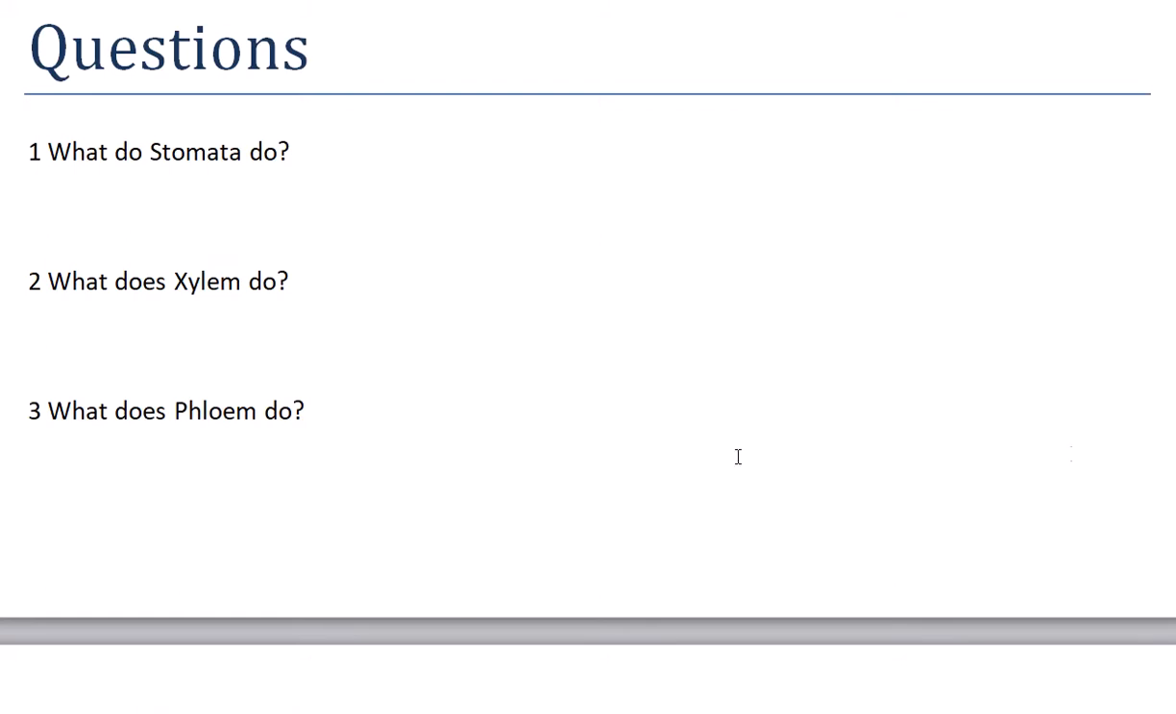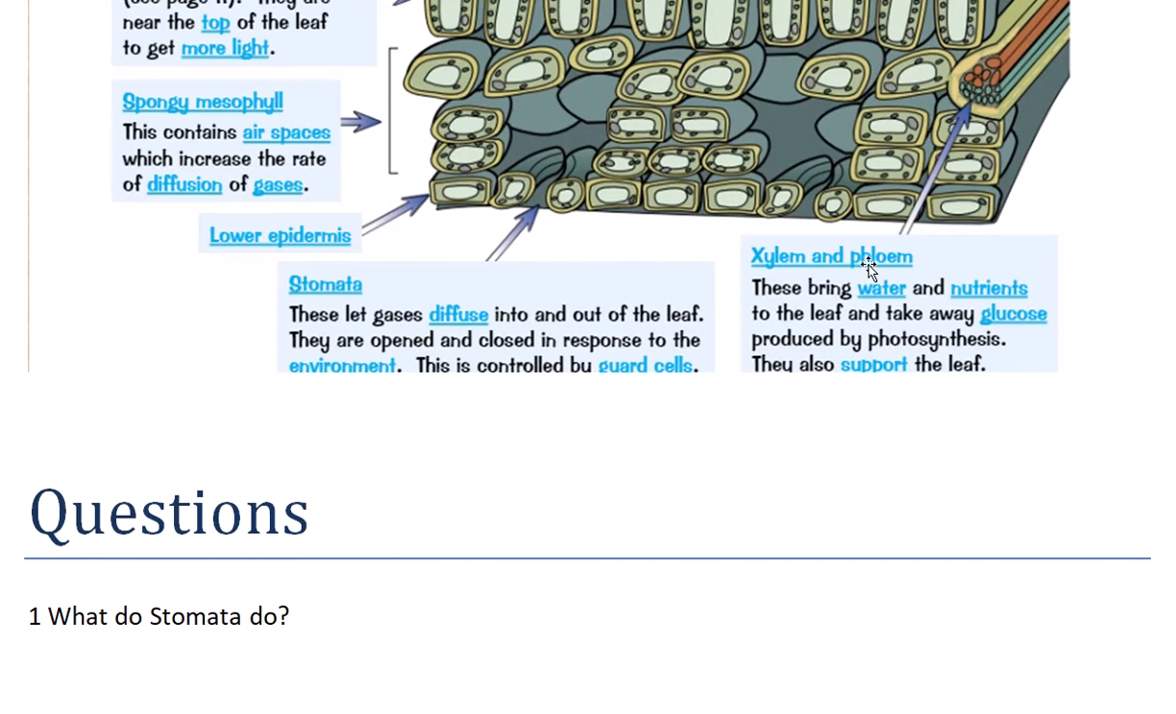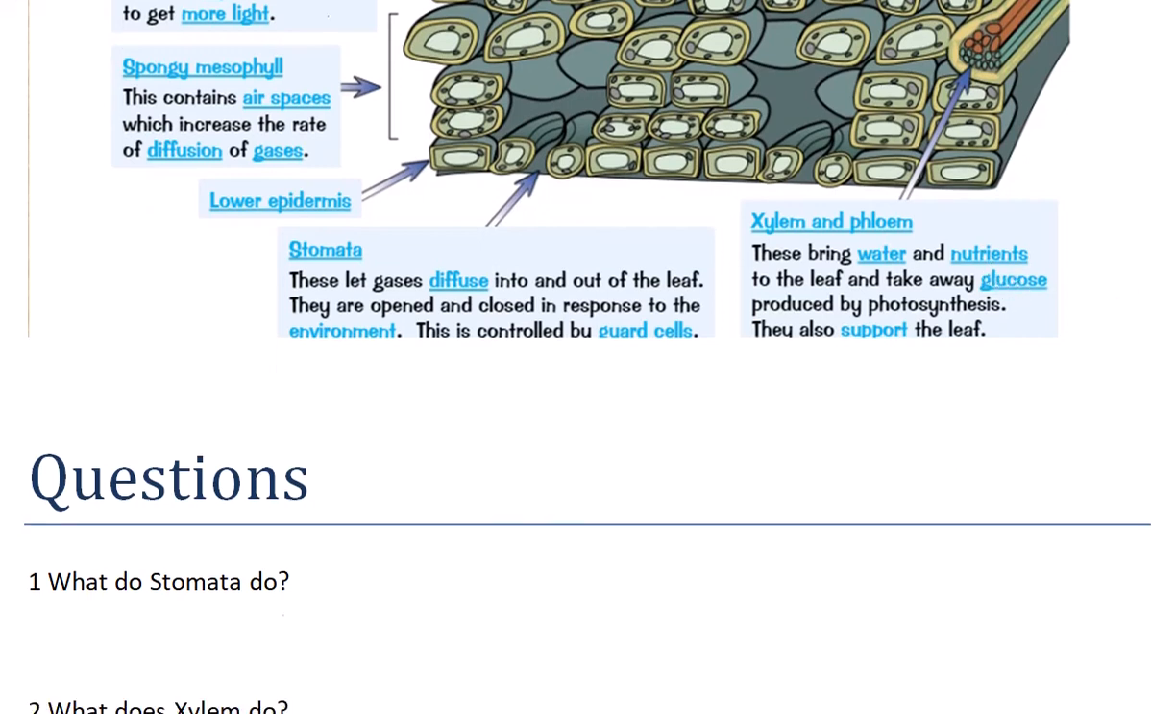What does phloem do? Well, it's in the same place. Phloem brings nutrients to the leaf and takes away glucose produced by photosynthesis. So the water is in the xylem and the nutrients, the glucose, is in the phloem. So next question.